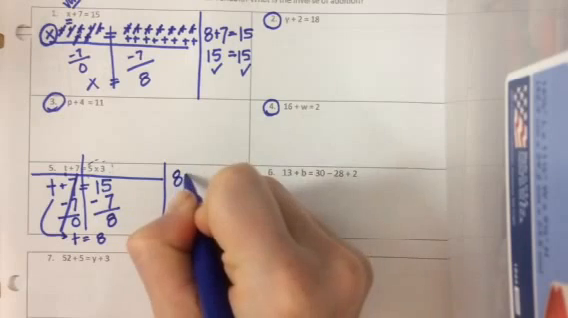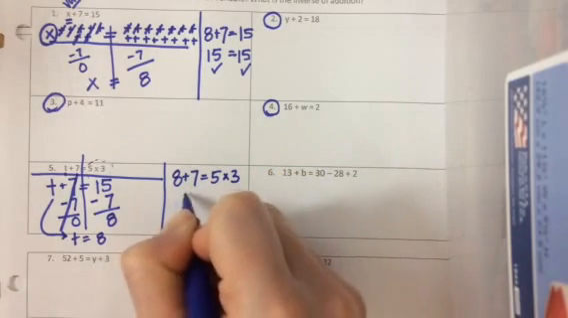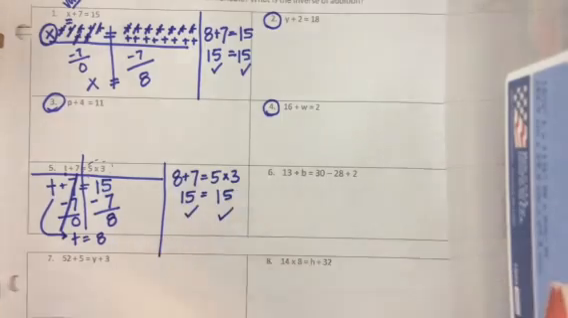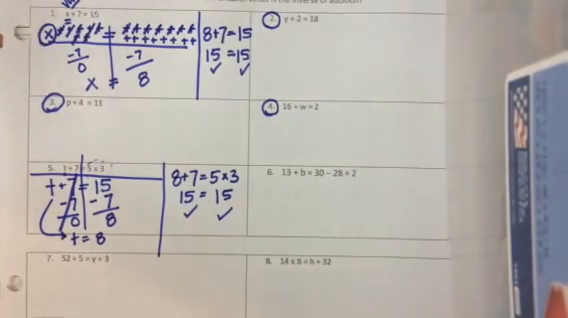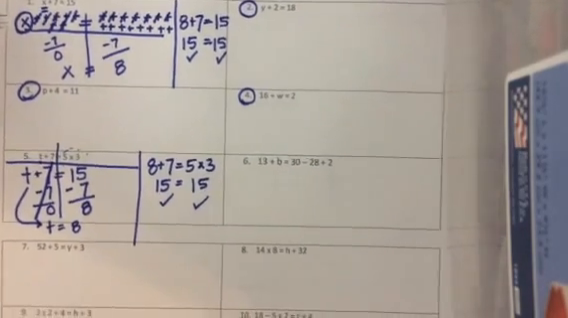So I'm going to say, okay, is 8 plus 7 equal to 5 times 3? Well, 8 plus 7 is 15, and 5 times 3 is 15. So yes, I have perfectly plugged in the t in my equation. Let's do one more together, and you guys can rock and roll as a team.